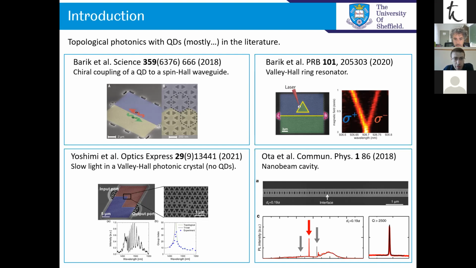And I thought I would also show this work from the same group. This doesn't contain quantum dots. However, it was a first demonstration of slow light effects in topological waveguides. So this is potentially a very interesting approach for the future.